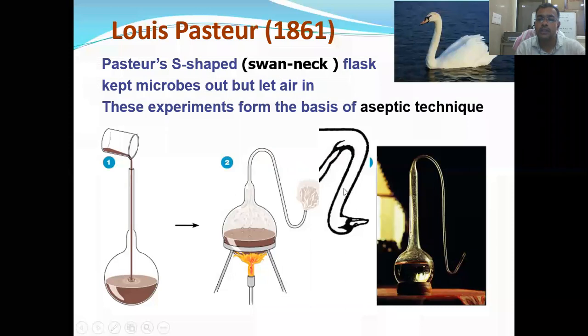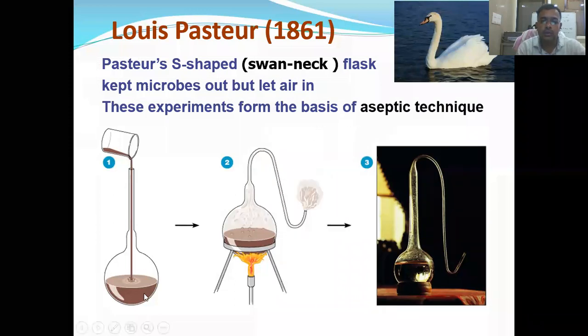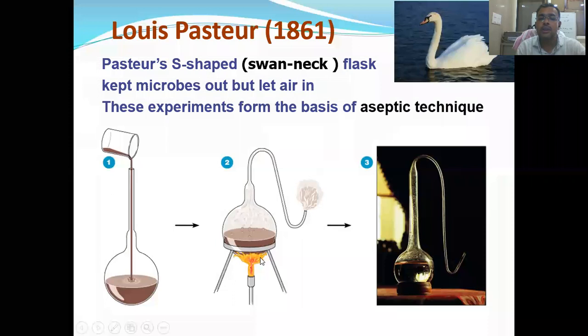Okay, swan neck, so a neck like that. He took that flask. The flask contained broth, and after putting in the broth, he boiled it. So whatever organisms or spores were present got killed, and now it is sterile.